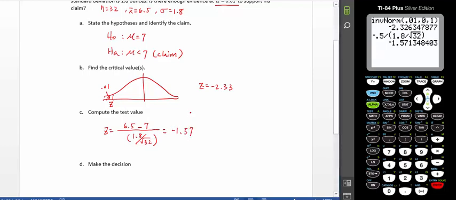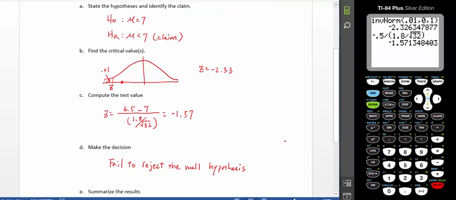and that gives me a z-score of negative 1.57. So your test value of negative 1.57 is about right there, not quite in the rejection region. So we would fail to reject the null hypothesis, which is H0. Okay.